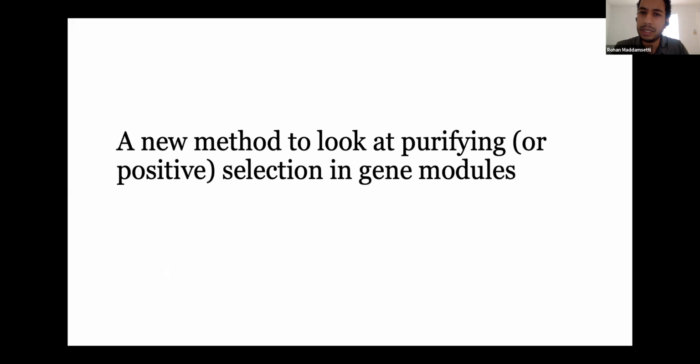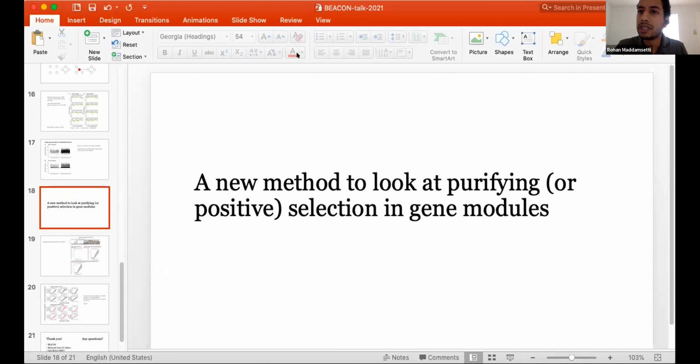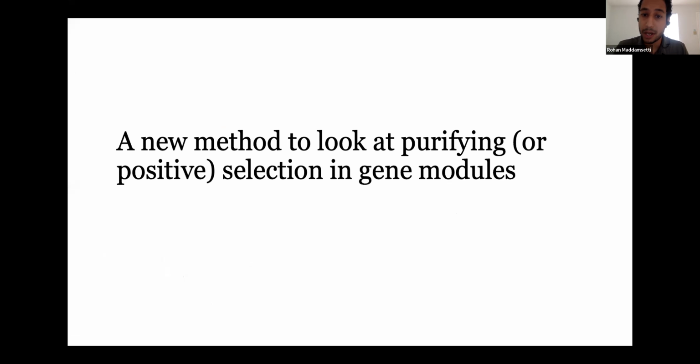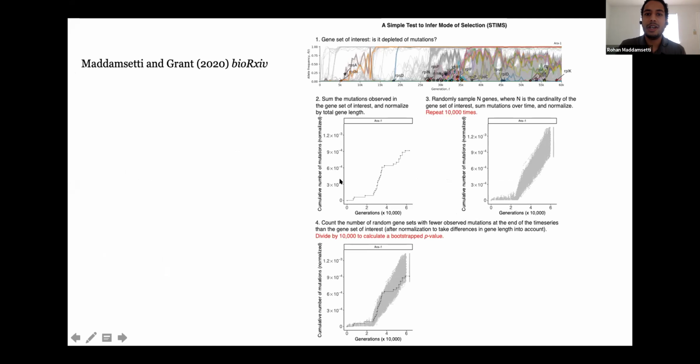I think I'm probably running a little bit short on time. But very, very quickly, I want to talk a bit about a method that Nkrumah and I developed to look at purifying as well as positive selection on gene modules. We have this preprint called STIMS. Hold on a second, I'm trying to get the next slide. Okay, here it is. Unfortunately, I don't have a lot of time to explain, but you can check out our preprints.